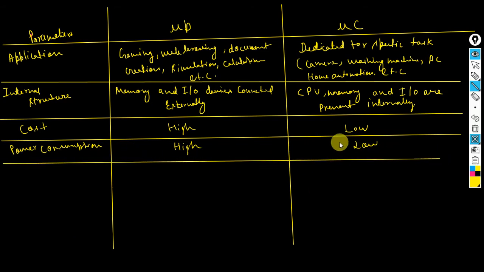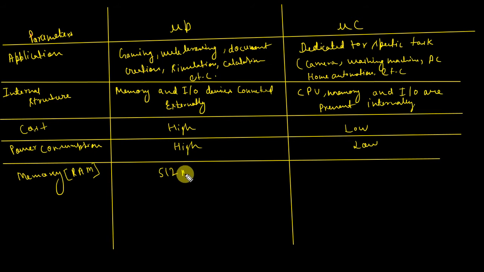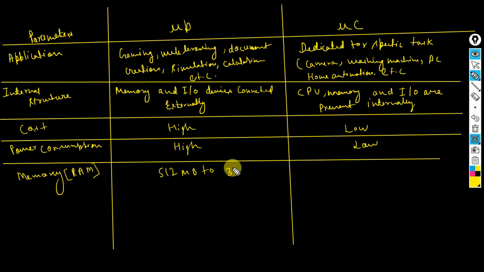Okay, next parameter is memory. In terms of memory, RAM is the main memory. So in our microprocessor, RAM memory lies between 512 MB to 32 GB. Okay, and in our microcontroller it's limited to 2 KB to 256 kilobytes.